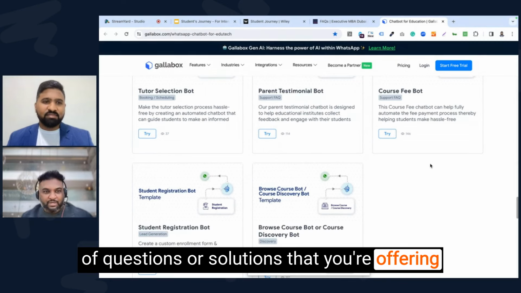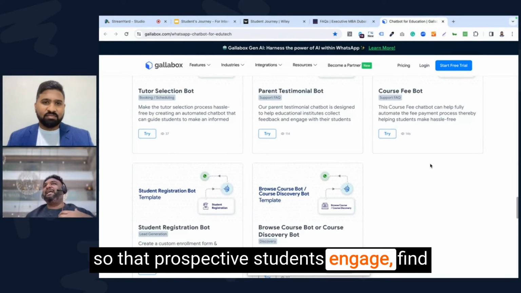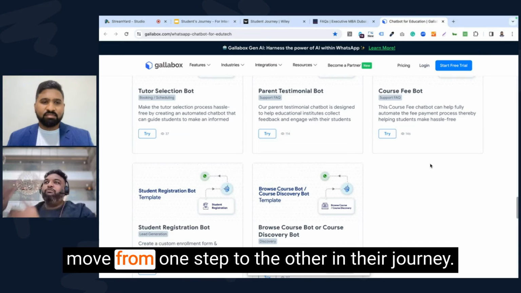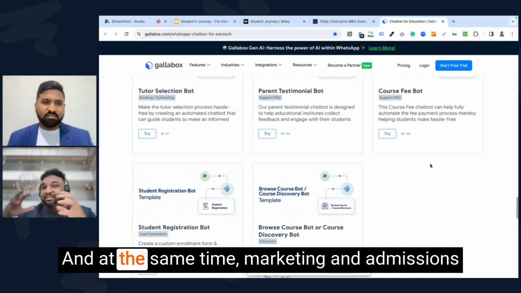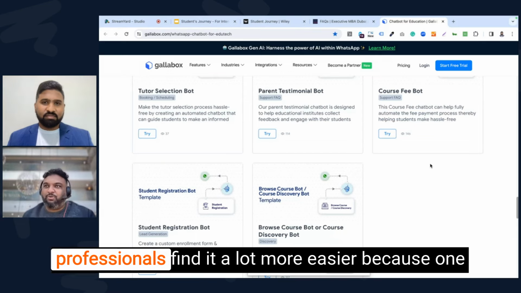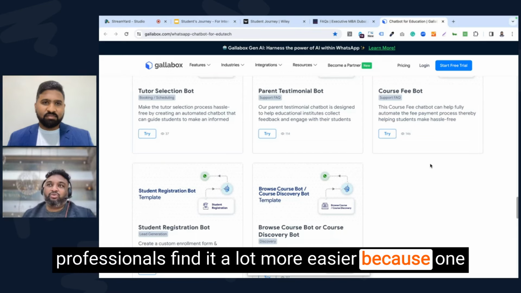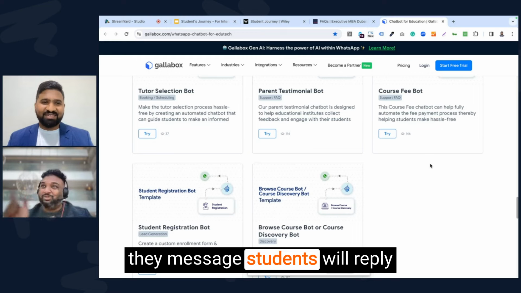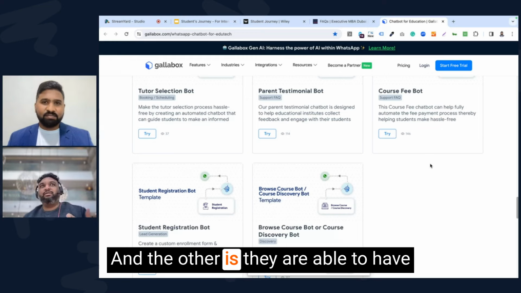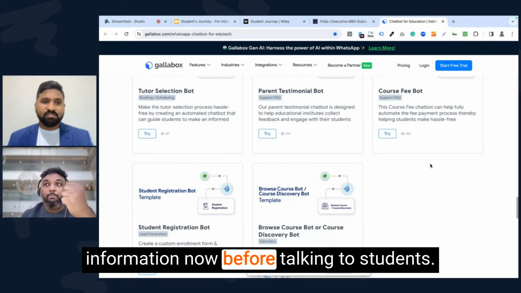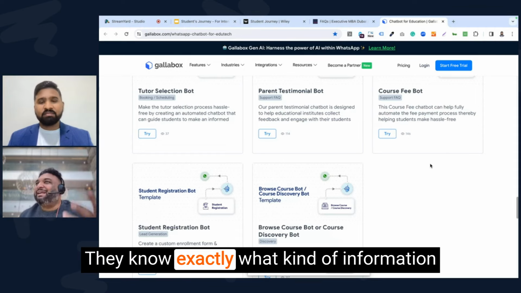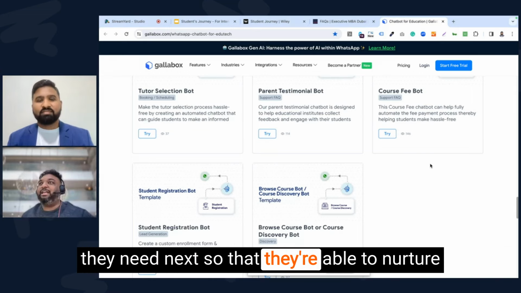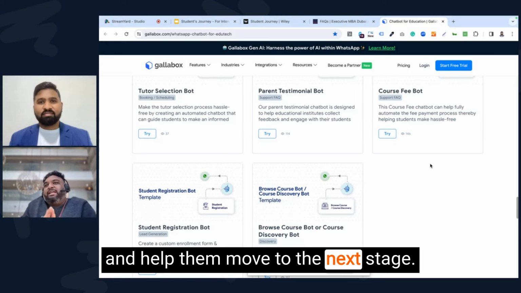So you can keep creating multiple bots that address different categories of questions or solutions that you're offering, so that prospective students engage, find information, get answers to their queries, and move from one step to the other in their journey. At the same time, marketing and admissions professionals find it a lot easier, because they can reach the student at their fingertips, so they're very happy. When they message, students will reply or they will have a conversation. And the other is they have information before talking to students. They know exactly what kind of information the student has been reading and what they need next, so that they're able to nurture and help them move to the next stage.